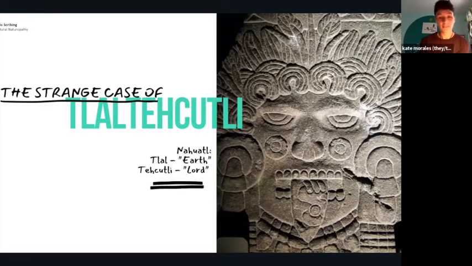Tlaltecutli means Earth Lord. And as that deity got translated into Spanish and then English, we see that deity gets translated as Earth Goddess or Earth Mother, because the Earth was considered in other parts of the cosmology as a feminine realm, but that's incongruent with the language. And one of the reasons why visual writing was useful for that cosmology is because visuals create a more flexible cosmology. It's possible to have a complex gender system when the symbol for that being is an image that doesn't necessarily have to come with a pronoun.